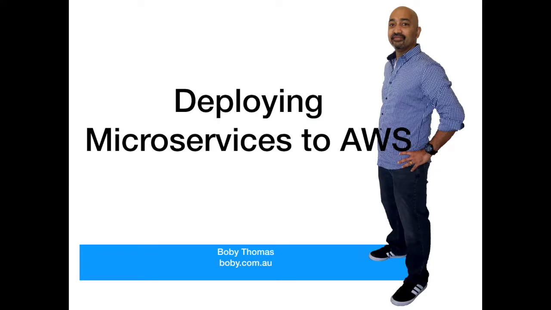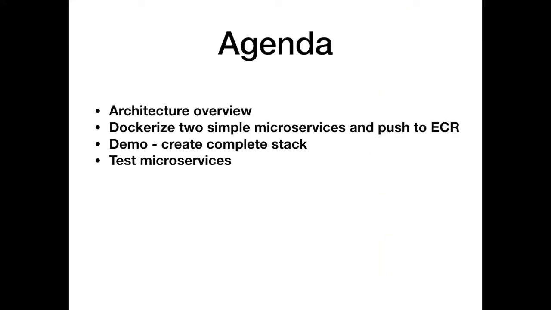Today I am going to take you through a reference architecture for deploying microservices to AWS. Here is the agenda for today. I will first give you an architecture overview. Then we will create two simple microservices and Dockerize it and push to ECR, AWS Elastic Container Registry. Then we will create the complete stack all the way from creating VPC to deploying the services. And then we will test the microservices.